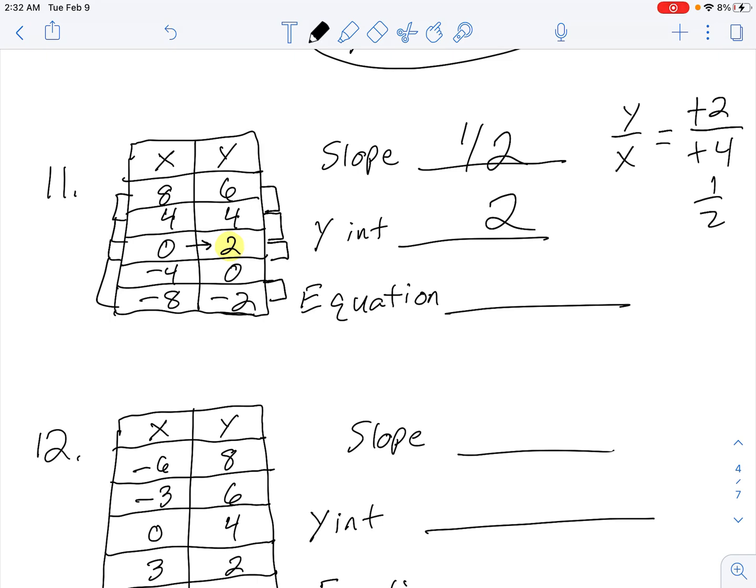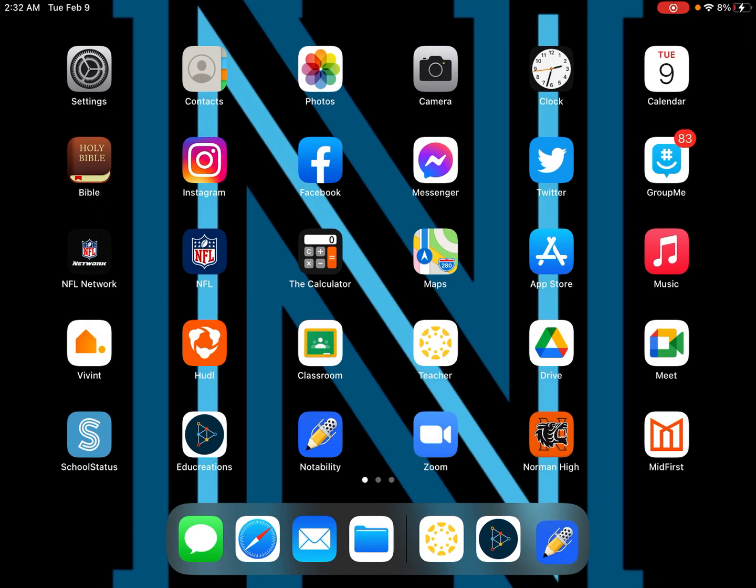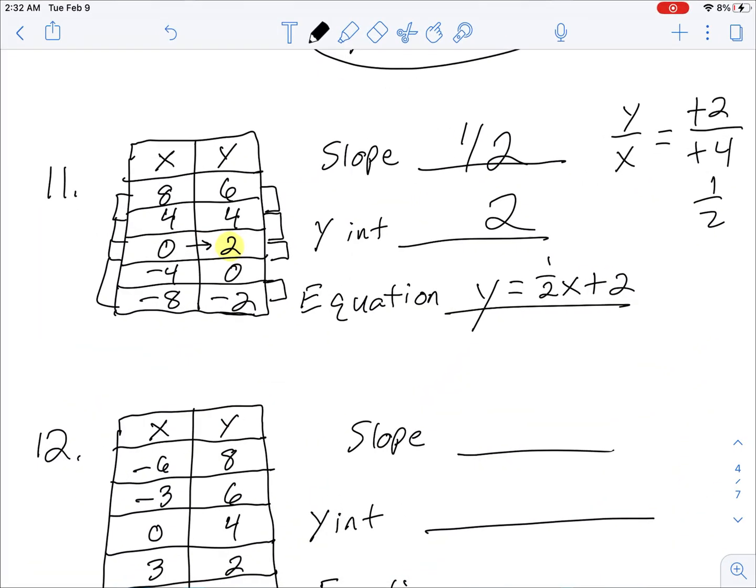All right? So now, the equation, okay? On the equation, all you have to do is put them in the right spot. So y equals, the slope is 1/2 x. The y-intercept is plus 2. So now you just find the correct answer that has all three of these: 1/2 slope, y-intercept of 2, and then y equals 1/2 x plus 2.